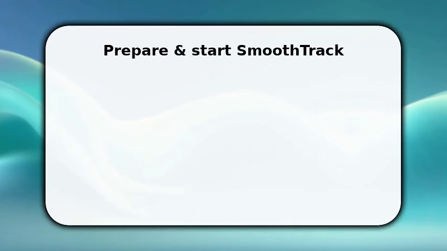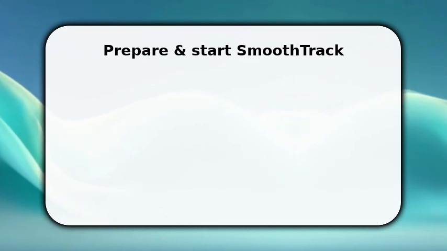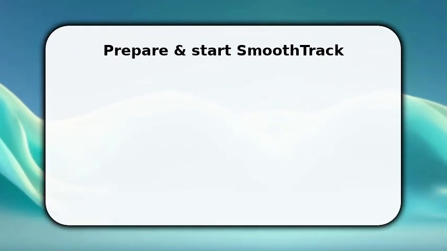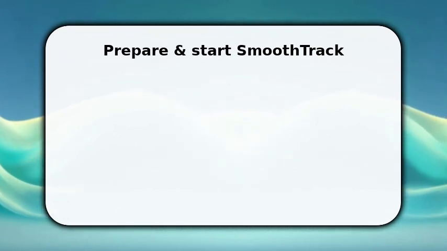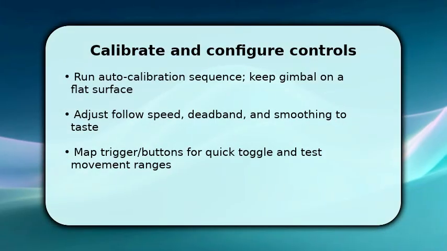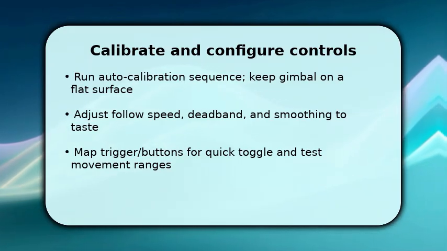This reduces motor strain. Then open the Smoothtrack menu and select the appropriate profile for your rig. As you follow these steps, confirm battery and storage status to avoid interruptions during calibration. Once you've loaded the Smoothtrack profile, run the auto calibration and let the gimbal complete its motor sweep. Place it on a stable, flat surface for best results.